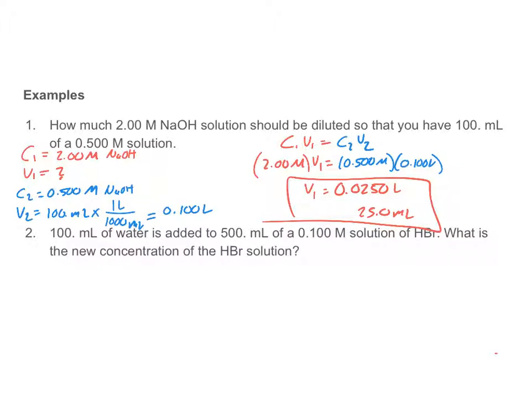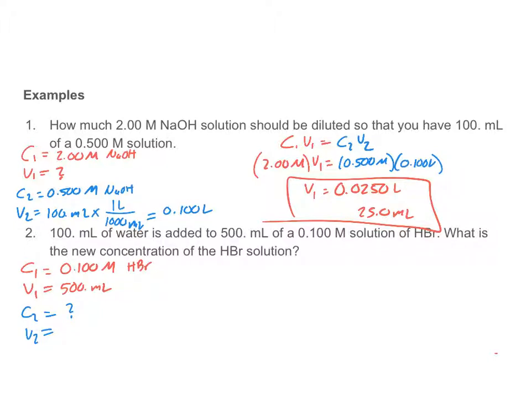And then lastly for today, 100 milliliters of water is being added to 500 milliliters of a 0.1 molar solution. What is the new concentration of the HBr solution? Again, it's going to be C1V1 equals C2V2. It says 100 milliliters is added to 500 milliliters of a 0.1 molar solution. So my original concentration is 0.100 molar HBr, and I'm starting with 500 milliliters of it, and I'm trying to determine the concentration after I add 100 milliliters.